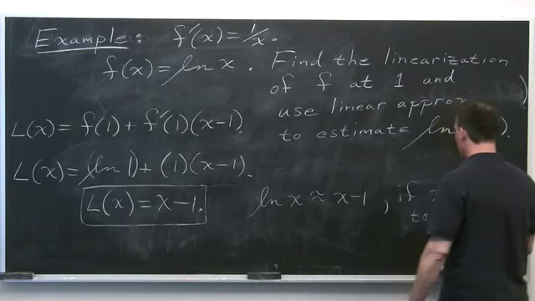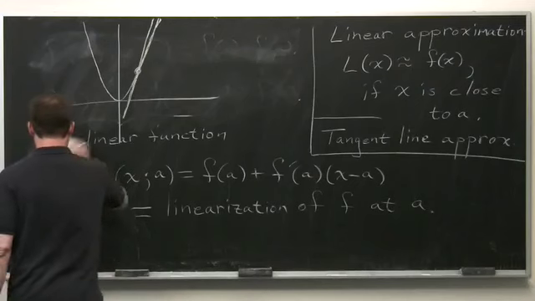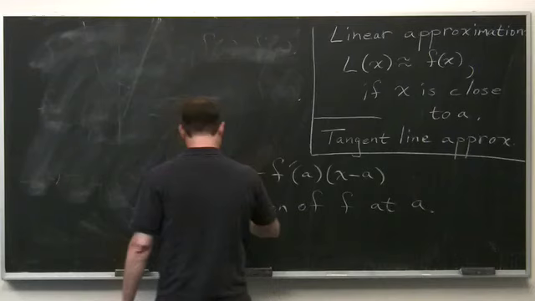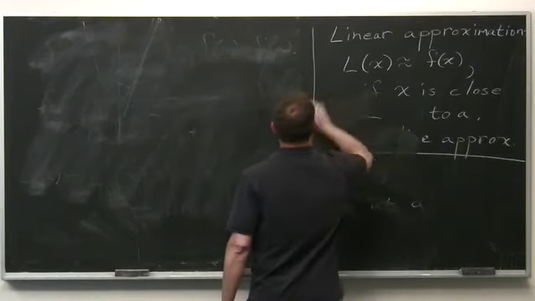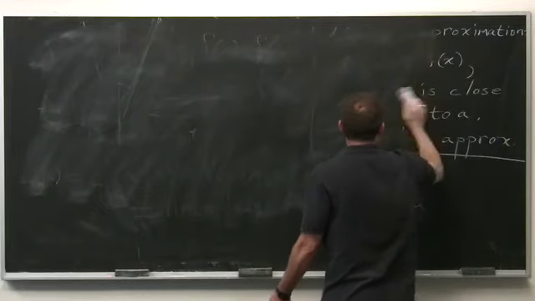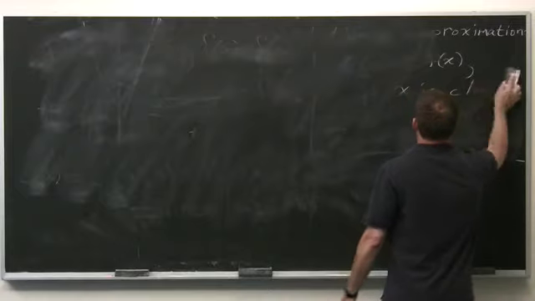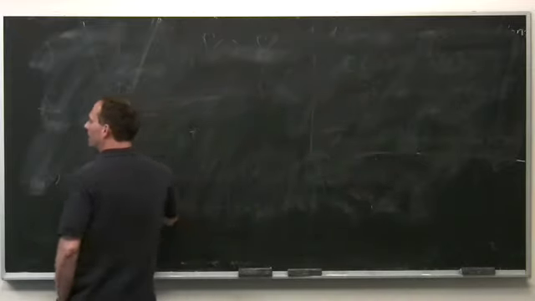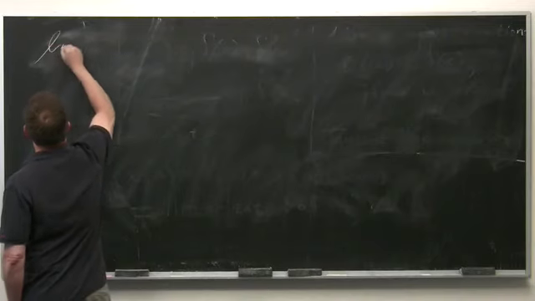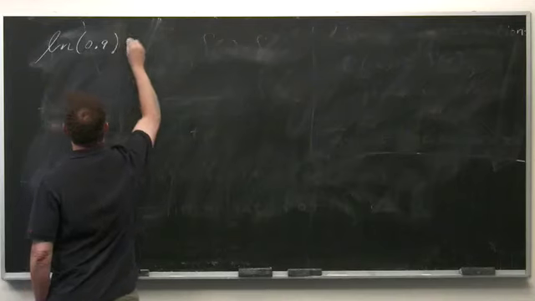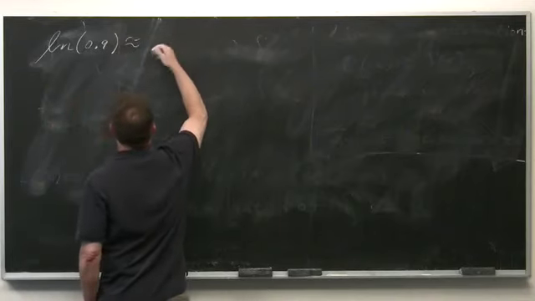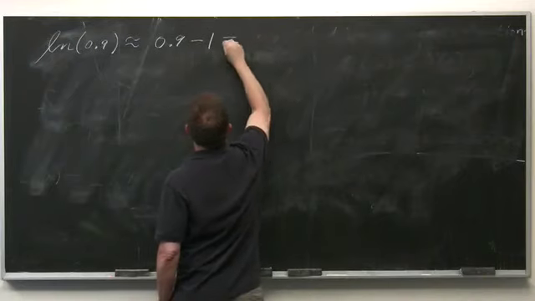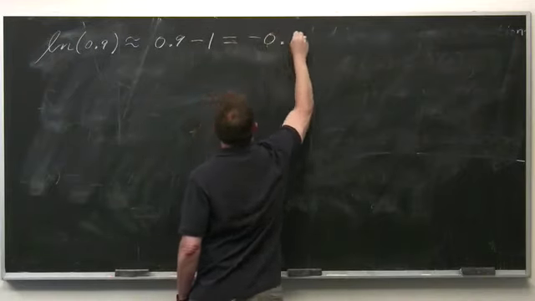Okay, so that's what you get for the linearization and the linear approximation at any x coordinate close to 1. 0.9 is relatively close to 1. Of course, it depends on your problem whether that's close enough for whatever application you have in mind. But let's see what approximation we get. So the natural log at 0.9 should be approximately x minus 1, where x is 0.9. So 0.9 minus 1, so negative 0.1.